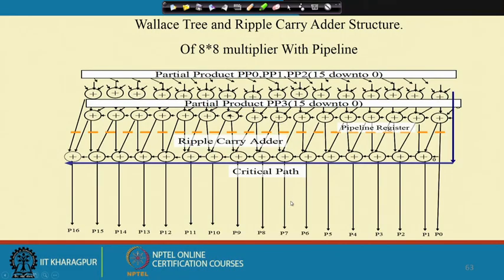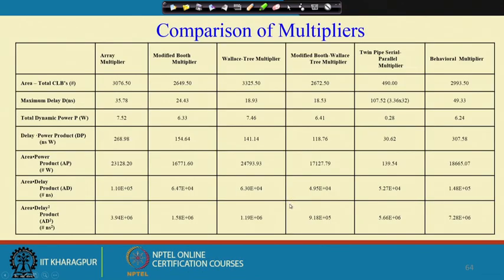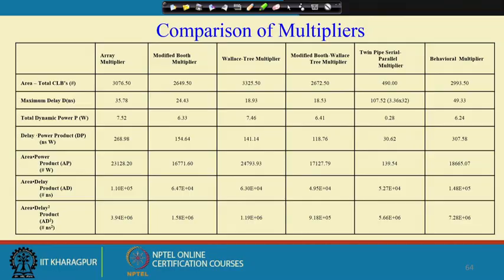To improve the delay, that means the speed of operation, we have to use the carry save adder or the carry propagate adder. This is the comparison table of all the multipliers we have discussed till now. We have seen the array multiplier, the Booth multiplier, the Wallace tree multiplier, or else we can use a hybrid of Booth's algorithm and the Wallace tree multiplier. We have also seen the serial parallel multiplier, and the behavioral multiplier, which is nothing but the generic multiplier architecture, the shift and add based multiplier.